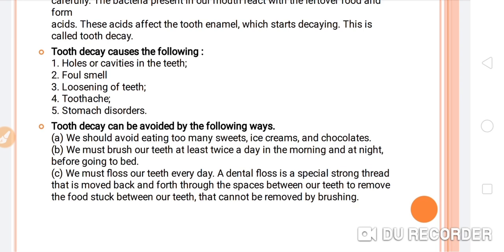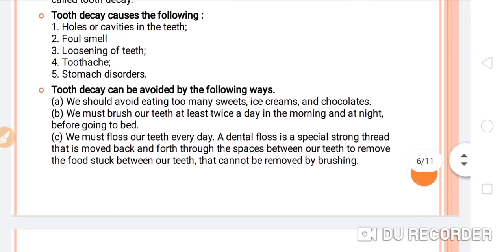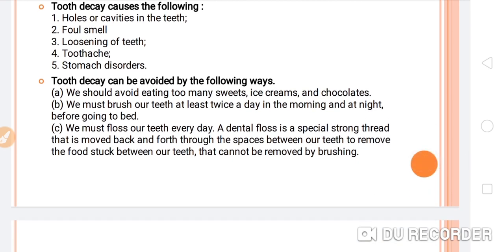Second one, foul smell. Third one, loosening of teeth. Fourth one, toothache. Fifth one, stomach disorders. So these kinds of problems can happen in case of tooth decay. Now next, tooth decay can be avoided by the following ways. Number first, we should avoid eating too many sweets. Second, ice creams and chocolates.